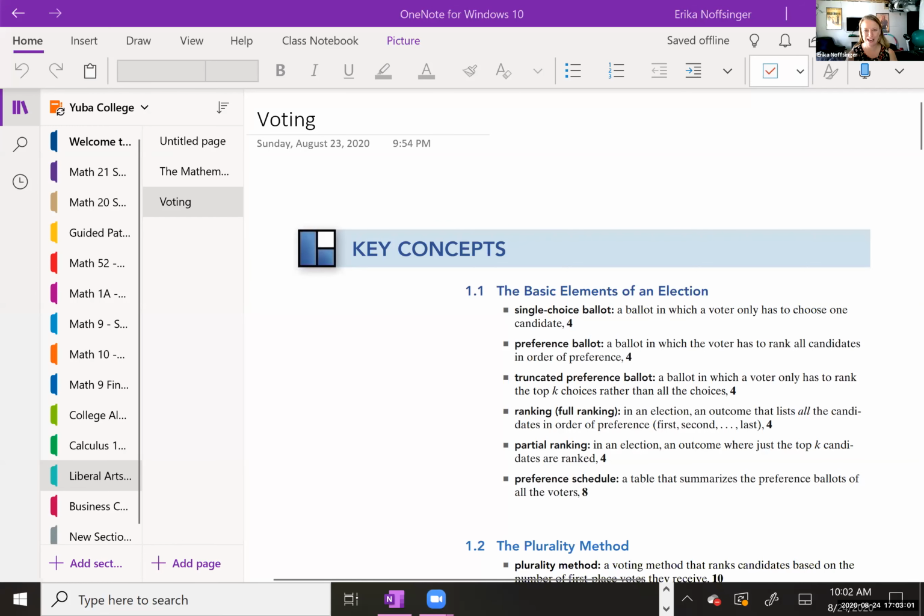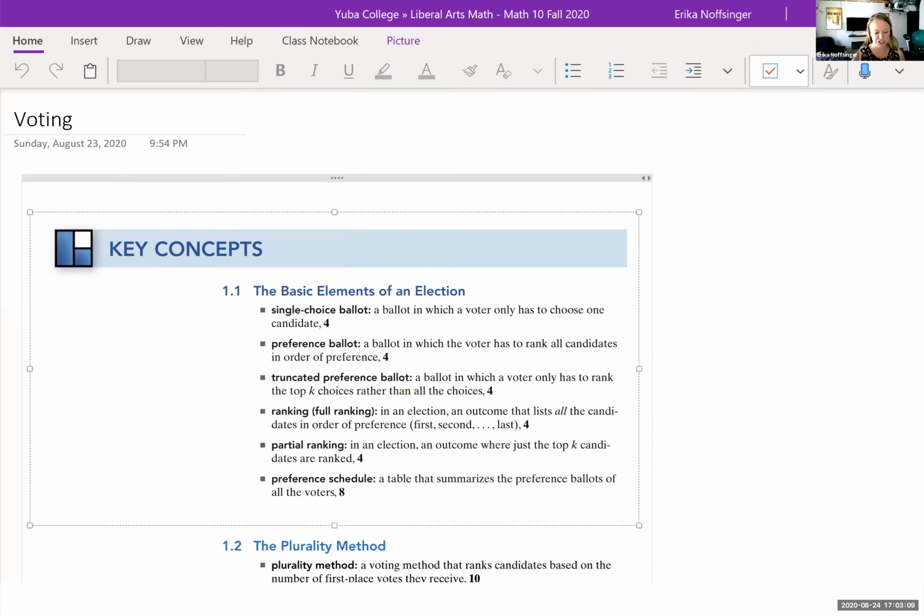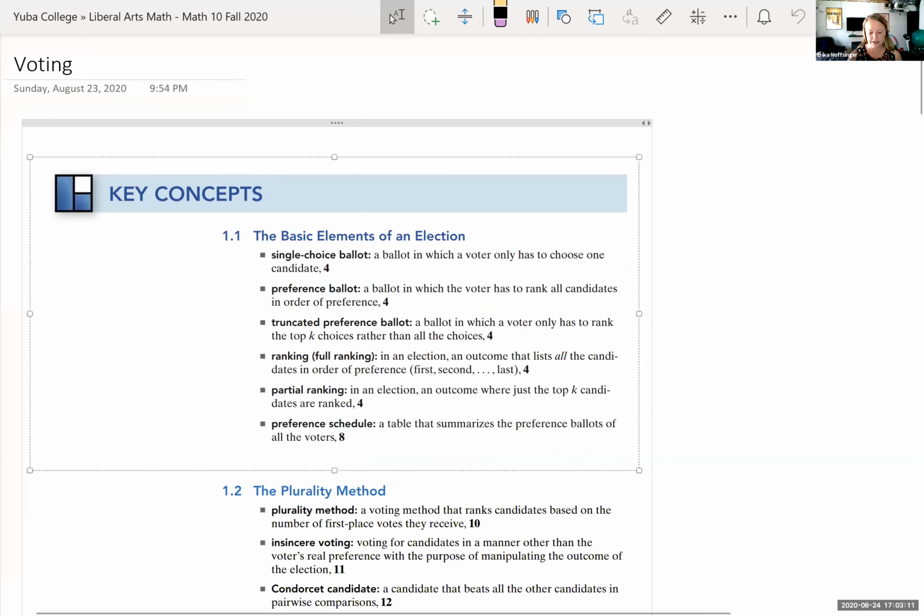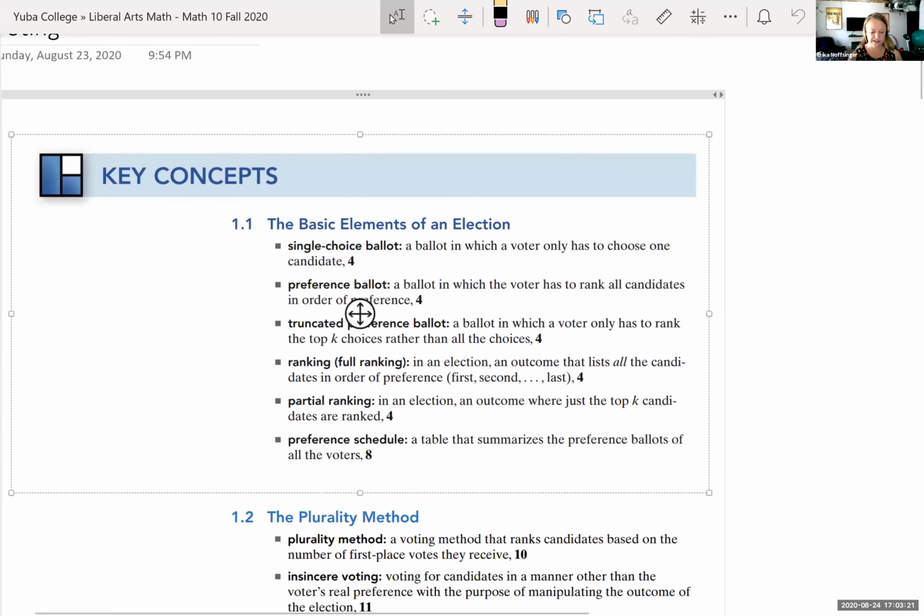Okay, so we were looking at voting methods and different ways that you could vote and calculate who the winner was. And so we're just going to jump in, and these are just key concepts to the sections that we're looking at. And they're in the back of your text, or the chapter of your textbook. If you wanted to go and pull these out, you can, and just copy and paste. And they actually have the page numbers of where you can go refer to and get more information.